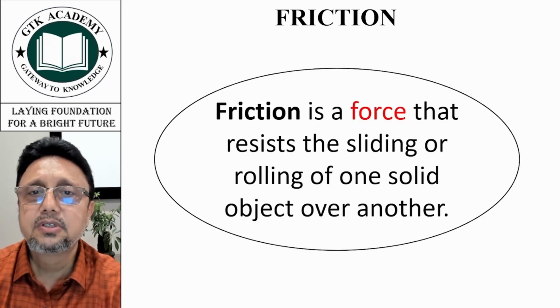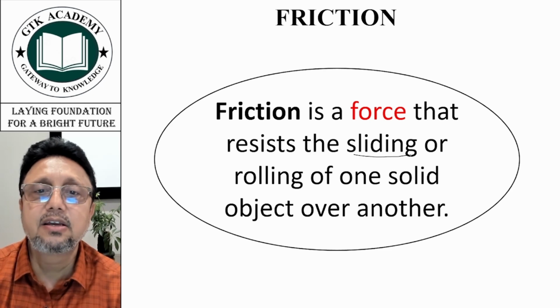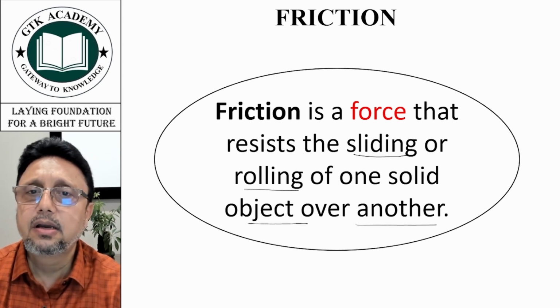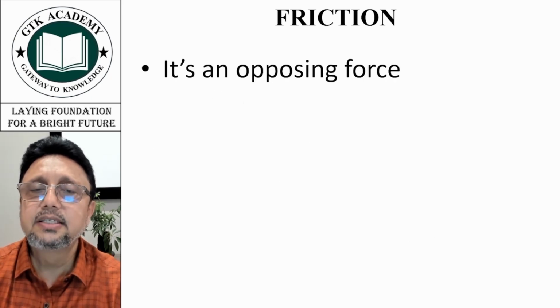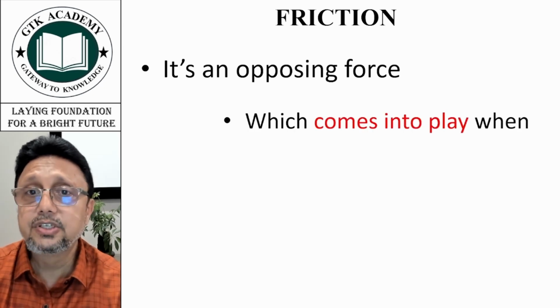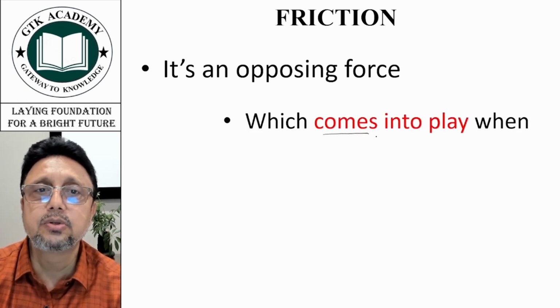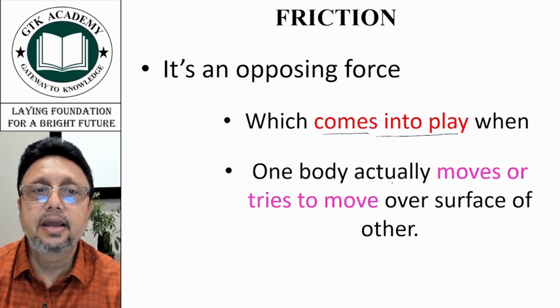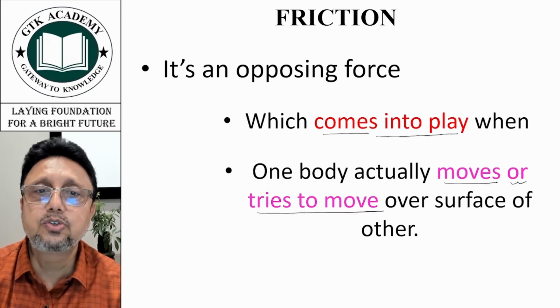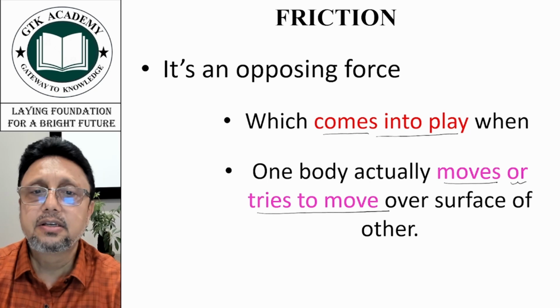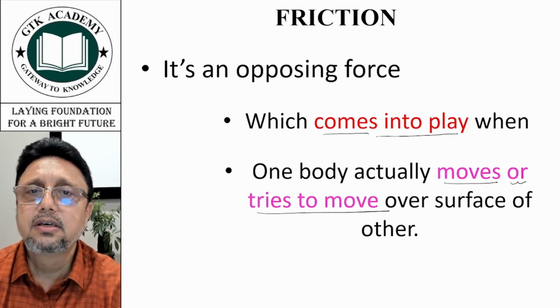Now friction is a force that resists the sliding or rolling of a solid object over another. I hope I am very clear with this and you are able to understand this basic definition of friction. Friction is an opposing force which comes into play. Please note, this is very important. When one body actually moves or tries to move over the surface of another. If it doesn't move or if it doesn't try to move, friction will not come into picture. There will be no friction. Anyway, we'll discuss that as we proceed.